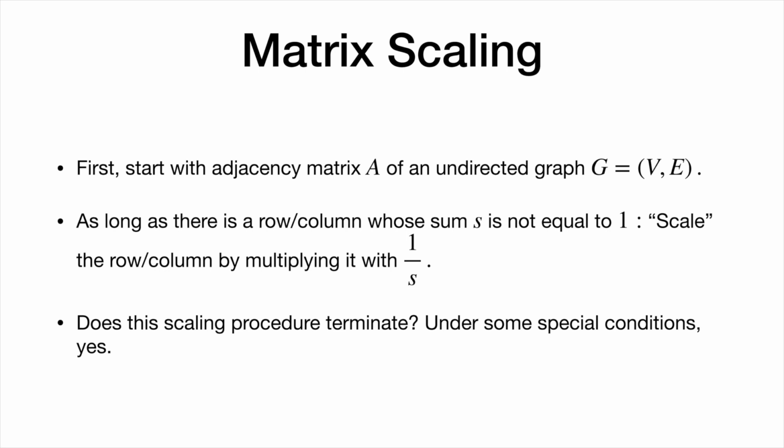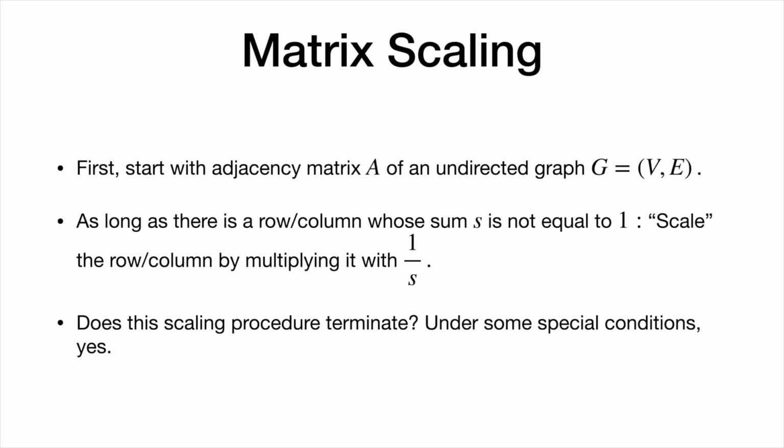As long as there is a row or column whose sum is not equal to 1, which will be the case if you start with an arbitrary graph whose degree is not equal to 1, just divide all the elements of that row or column by S. And you can keep doing this procedure whenever there is a row or column whose sum is not equal to 1. The main question then is, when will this procedure terminate?